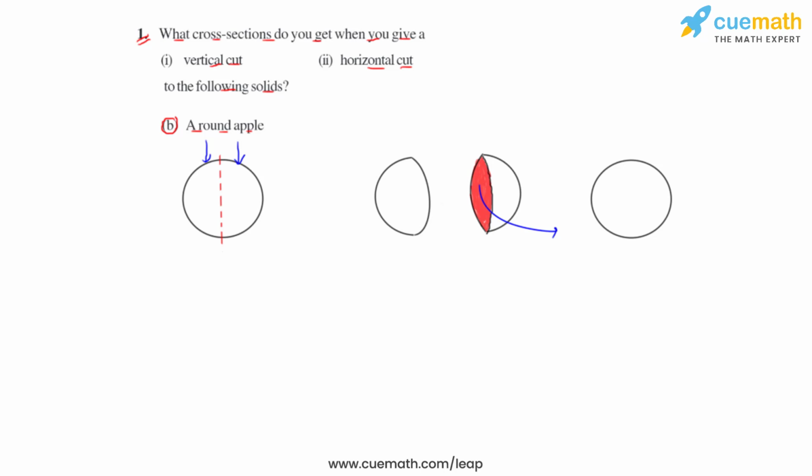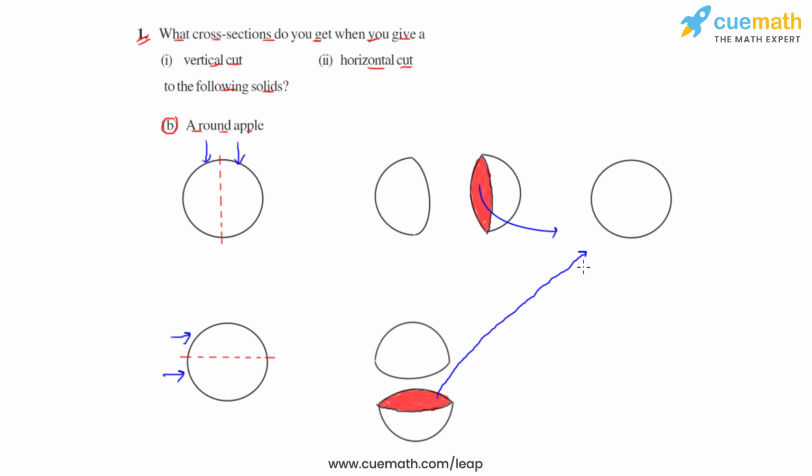Again, if we cut the same round apple in this way such that we get the horizontal cut, we'll see that the round apple is again divided into two parts, and the cross section here, which is this part, again represents a circle. So either if we give a vertical cut or a horizontal cut to this round apple, we get the same cross section, which is a circle in case of this solid. Let us now move on to the next solid.